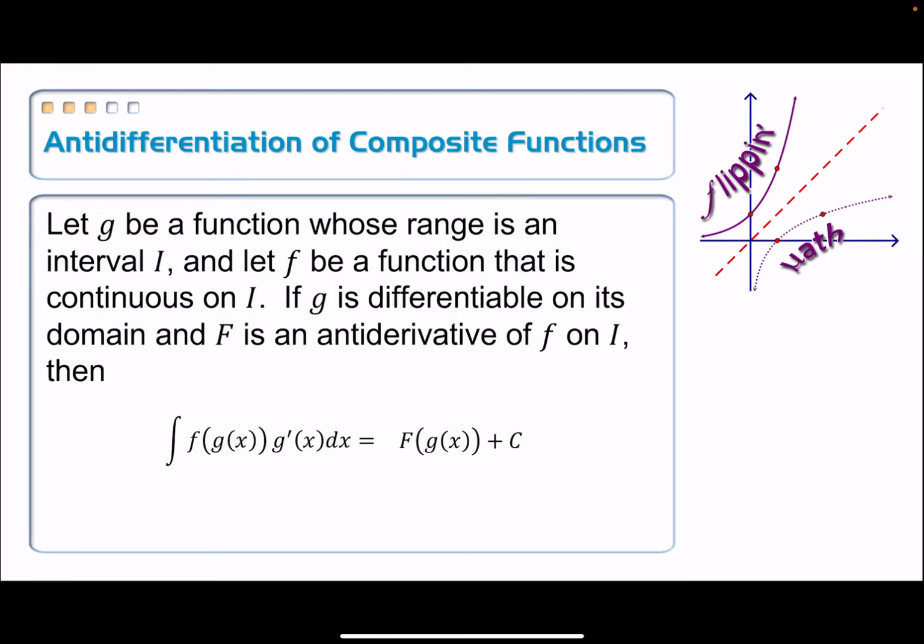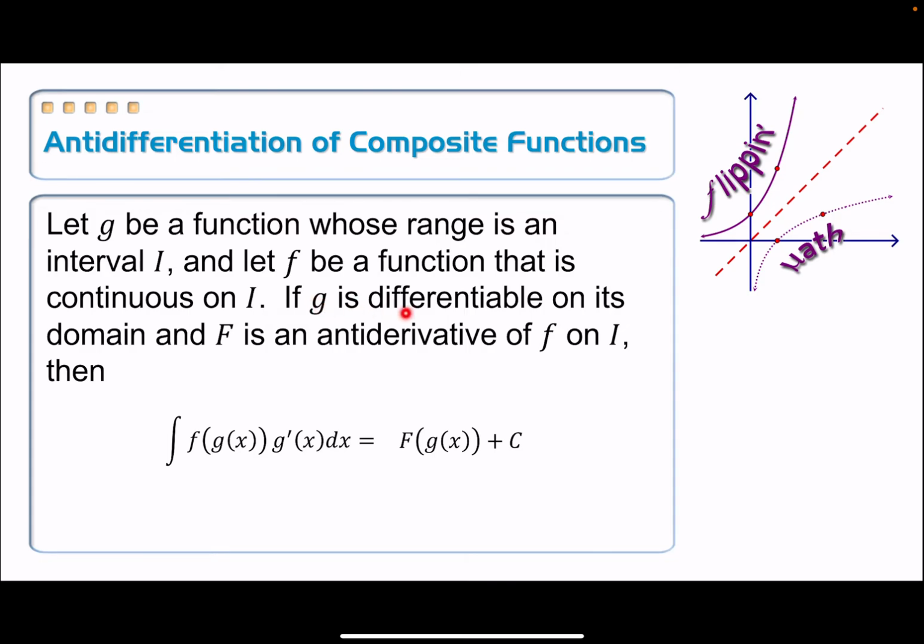So here is the general antidifferentiation rule of composite functions. We're going to let g of x, that's this interior function here, be a function whose range is an interval I. We want to talk about the range because remember, the range, that's the output of g of x, becomes the input of the exterior function, the f of x. And let f be a function that is continuous on I, right? So whatever the output for g of x is, that range becomes the input, and f of x must be continuous on that interval, right? In order for us to be able to apply things like the fundamental theorem of calculus and stuff, okay?